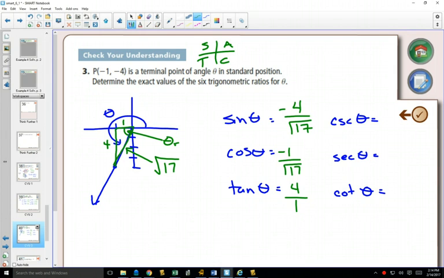Once you have all of your primary trig ratios, sine, cos, and tan, to figure out your reciprocal ratios, all you have to do is write the reciprocals. And you have secant, cosecant, and cotangent.